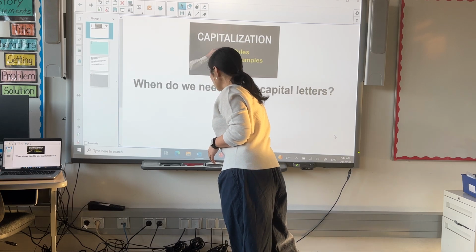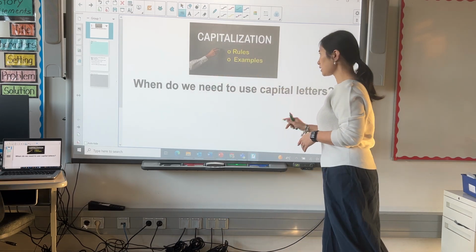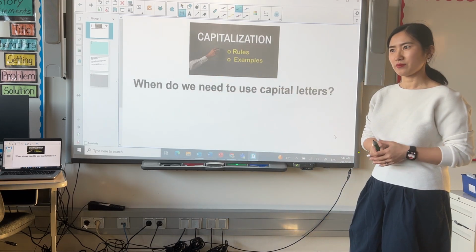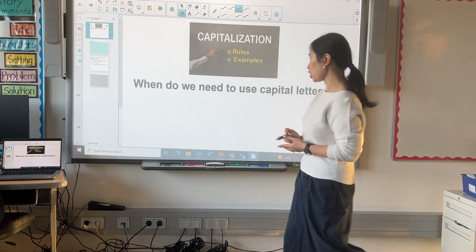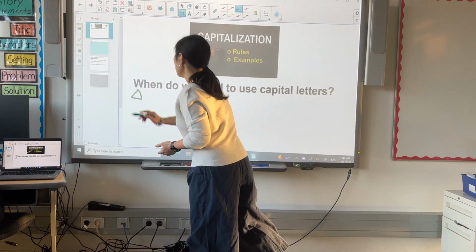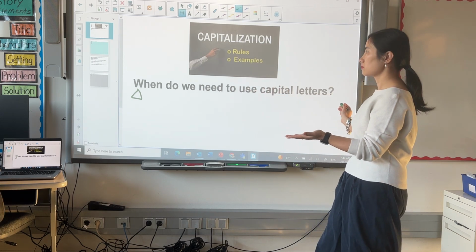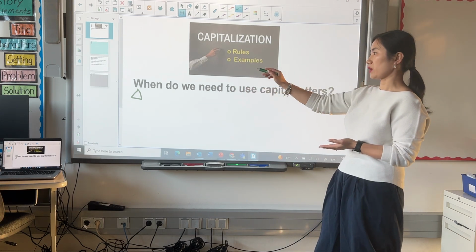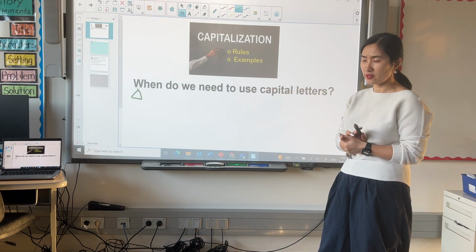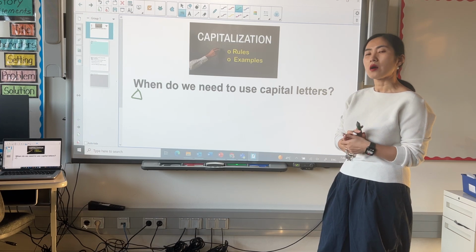Any ideas? Just look at the sentence. Which letter do I use a capital letter? W. Very good. W is the beginning of the sentence. We capitalize the letter that starts the sentence. That's correct.